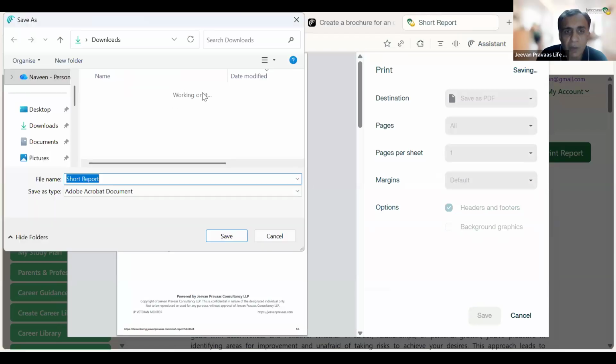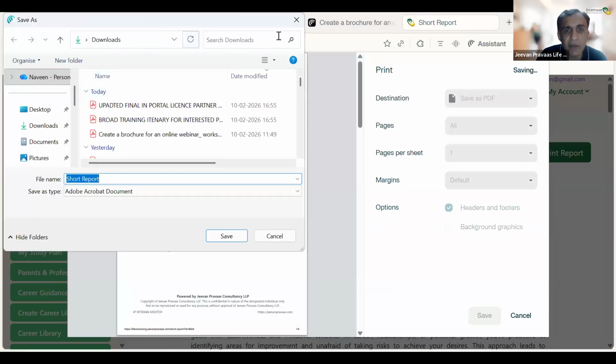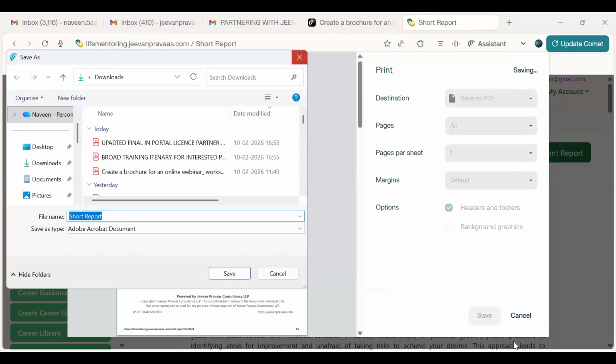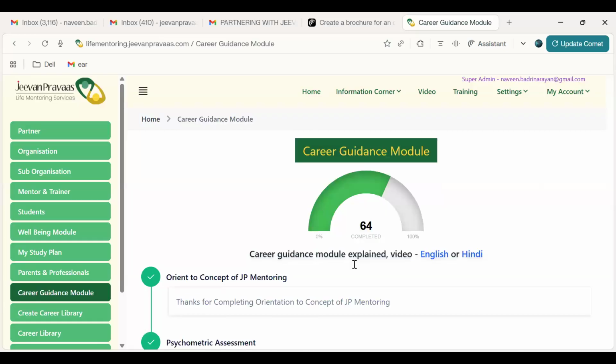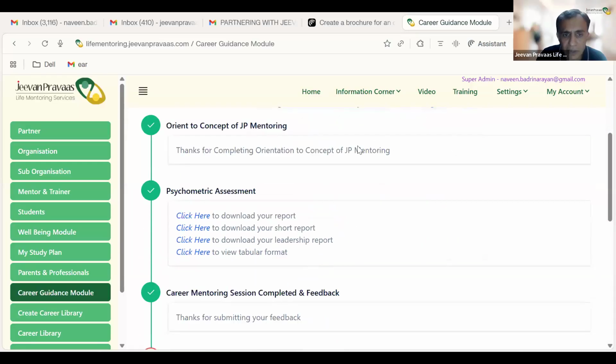So it will open up the computer screen out here and you can save it wherever you want to save it. Okay. I tried that. I don't know, maybe I missed something. I tried doing the same thing. It is the same thing for the long report also. Oh, got it. So it's a very simple method.